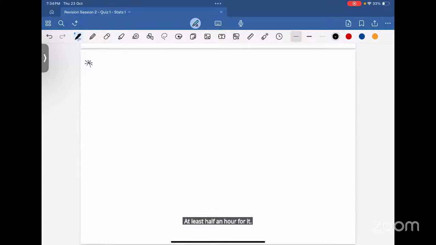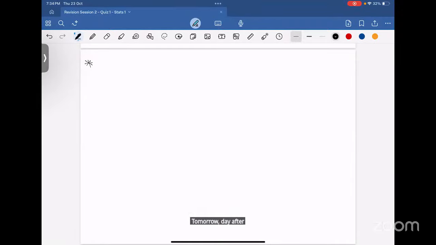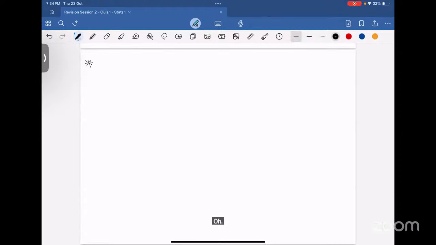So that is there in the calendar, right? The link. Yeah, tomorrow the mock has been put in the calendar, right? Tomorrow or the day after tomorrow, I'm not really sure. If at all there is no session, I will try to arrange one. Sir, are you going to solve the mock for the qualifier? I think yes. Let me cross check and get back to you guys.